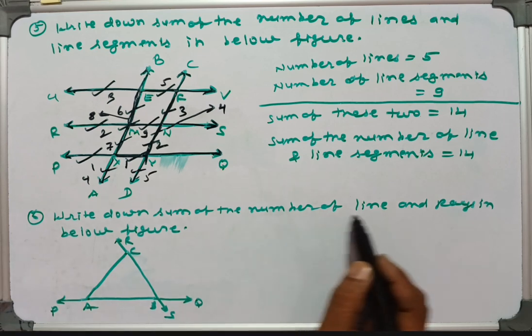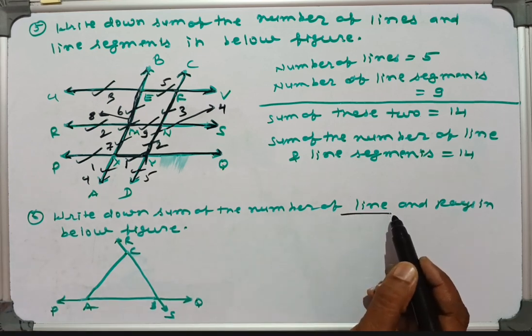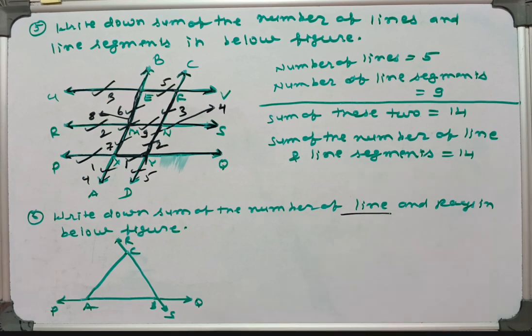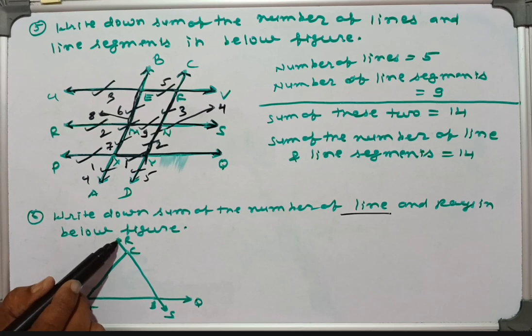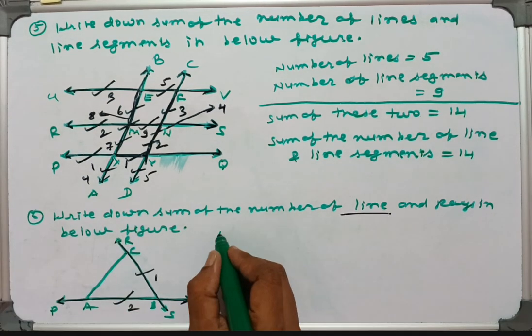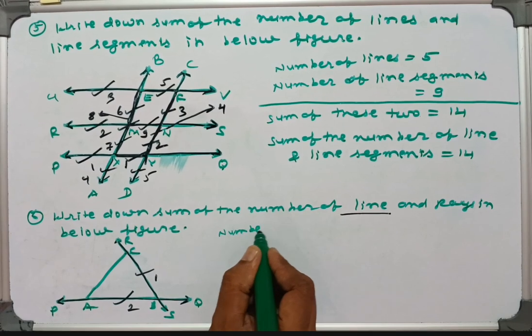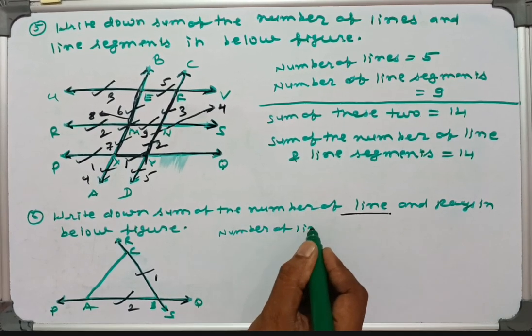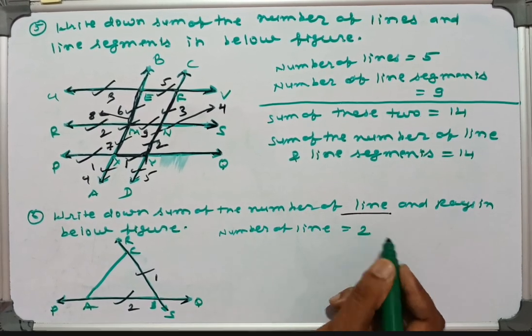So here, number of lines. Okay, see this RS is an example of a line here, RS. So this one is number one, and PQ is also an example of a line, then 2. Answer is number of lines equal to 2 here.